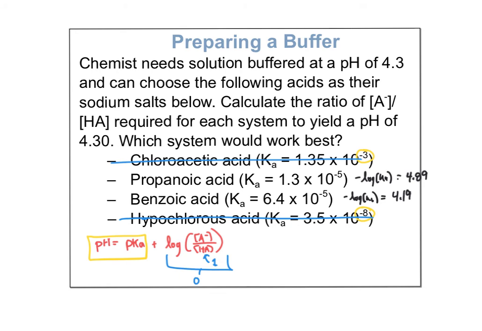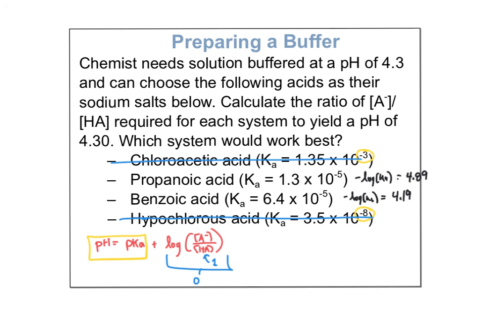The other thing they asked for is the ratio of A- to HA required. In order to get the pH exactly at 4.3, we might not get this perfect 1-to-1 ratio, but we want to choose the one that's closest to 1, because if this ratio is closest to 1, we know that's closer to the halfway point to the equivalence point, which means it's a better buffer. It can absorb more acid or more base without changing the pH.